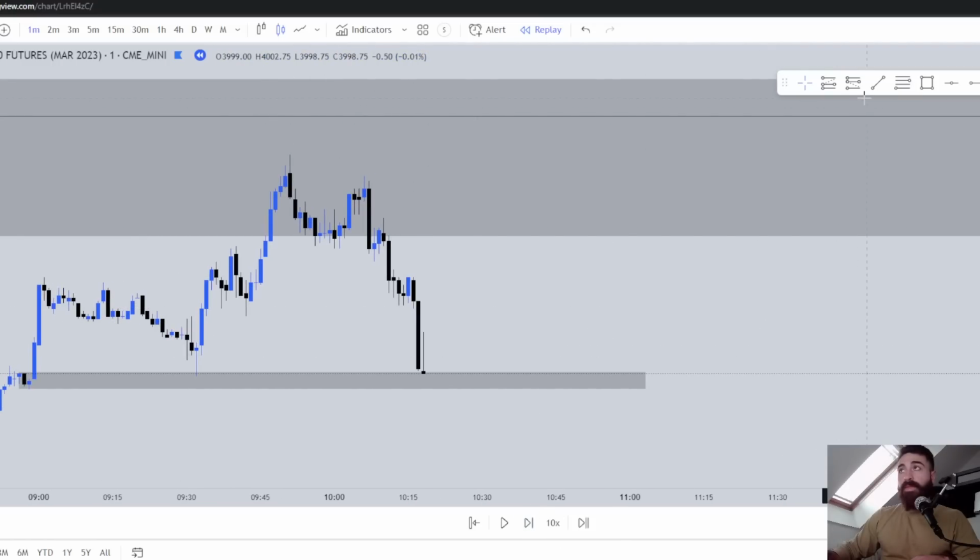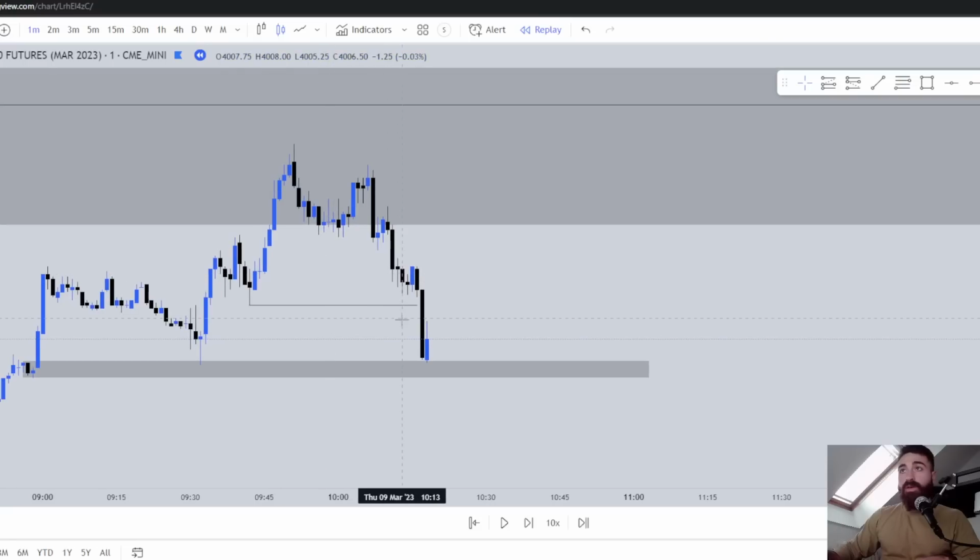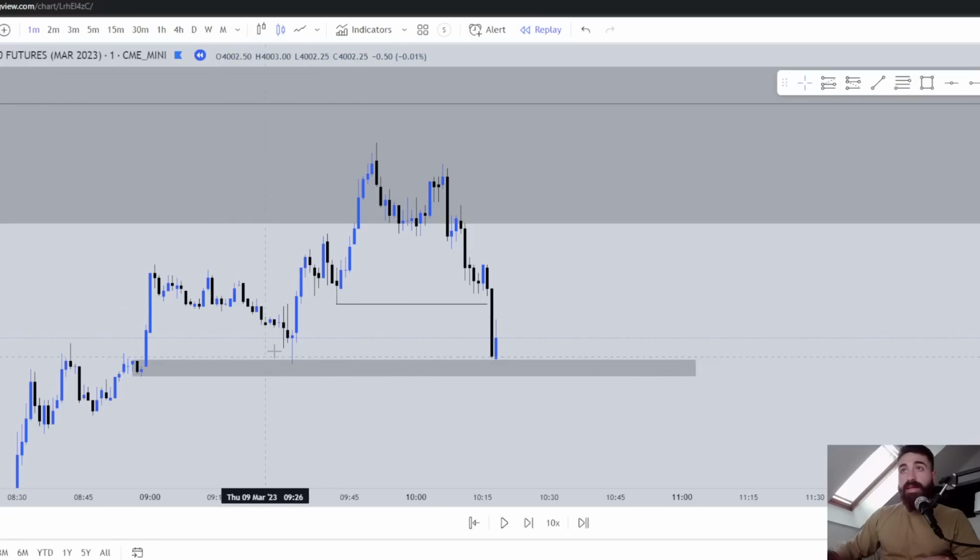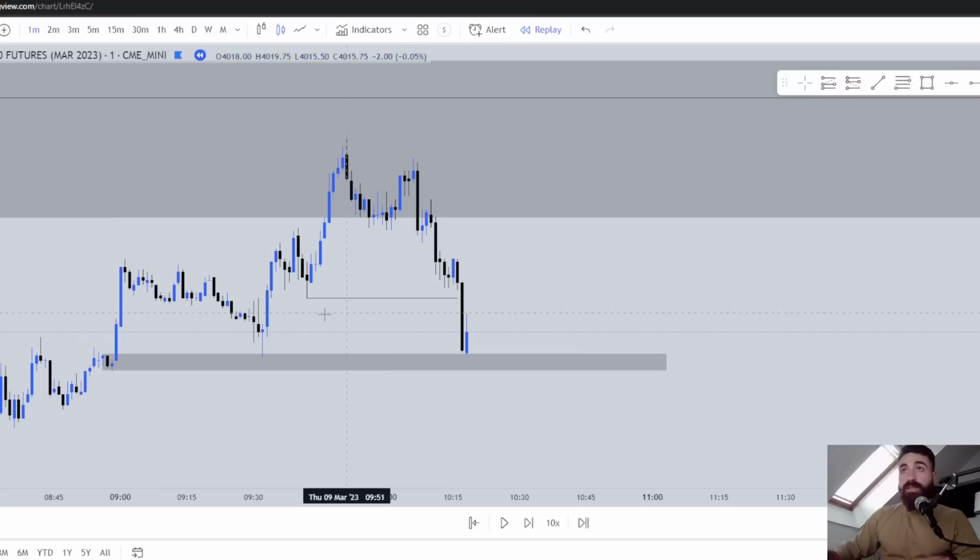Okay, now we have a change of character, we have a break of structure right here. Okay, and the price reacted from this order block right here, because we did not retest this, we retested this from the beginning.